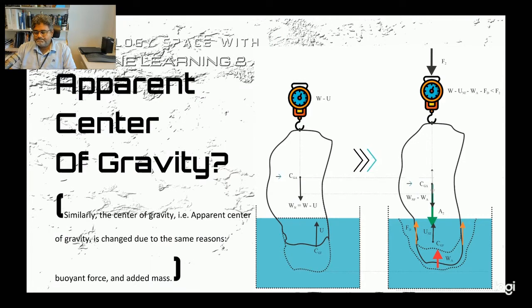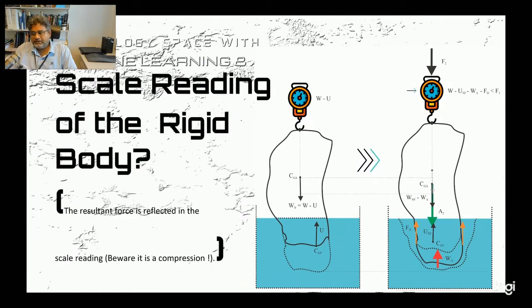Like we discussed in the previous case, due to this mass distribution variation, due to the buoyant force and the added mass, the location of the center of gravity in this situation could also change. So the scale reading should show the summation of the forces acting upon this rigid body.